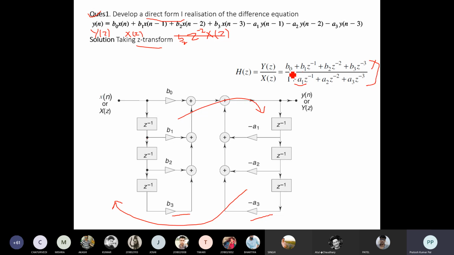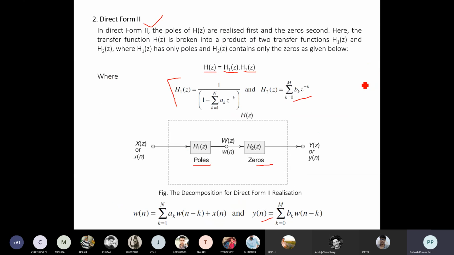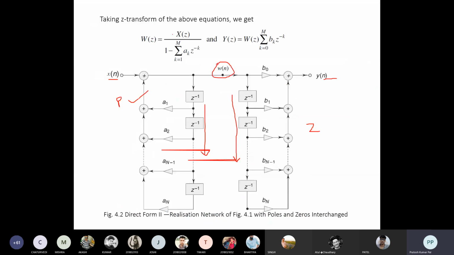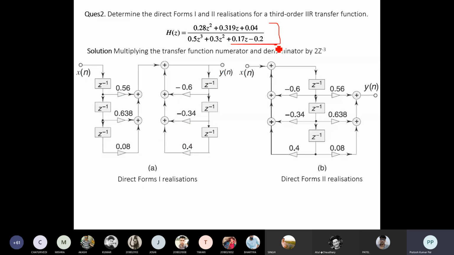So we should be writing the given transfer function starting with the constant, then with z to the power minus 1, minus 2, minus 3, like that, and similarly in the denominator 1 plus a1 z to the power minus 1, z to the power minus 2, z to the power minus 3. Okay, so we have to write in terms of this function. But this transfer function is not in the standard format.